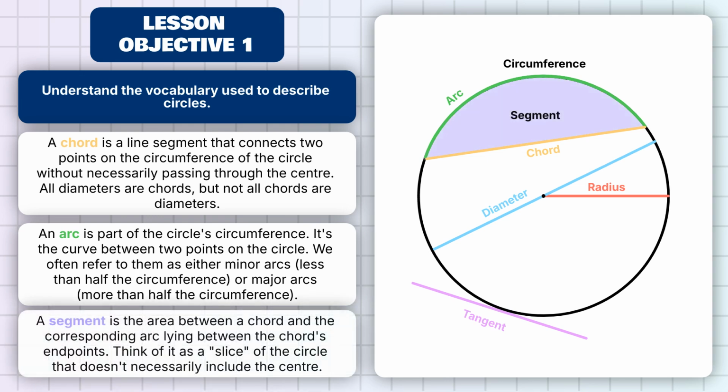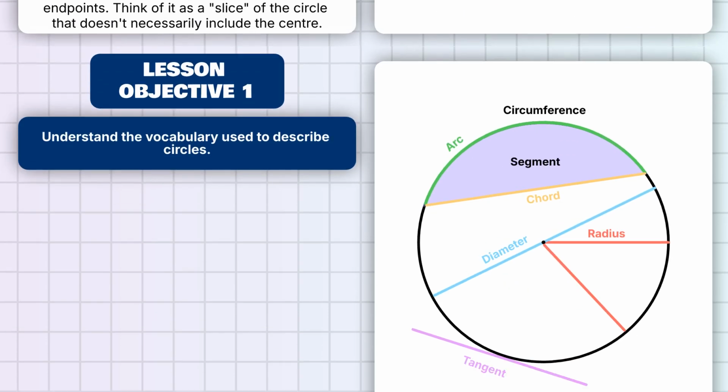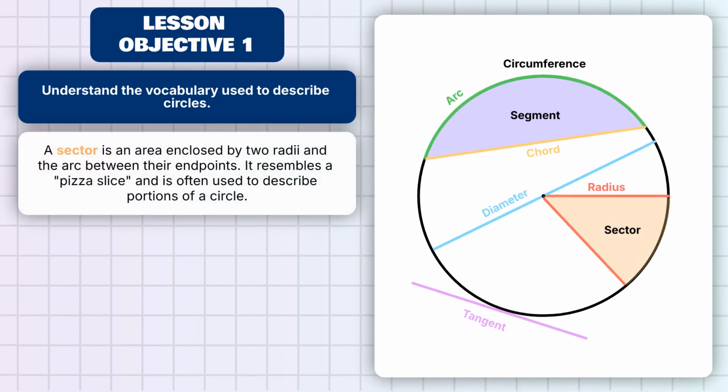A segment is the area between a chord and the corresponding arc lying between the chord's endpoints. Think of it as a slice of the circle that doesn't necessarily include the center. Finally, a sector is an area enclosed by 2 radii and the arc between their endpoints. It resembles a pizza slice and is often used to describe portions of a circle.